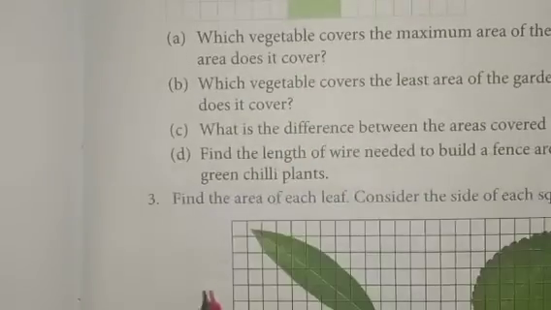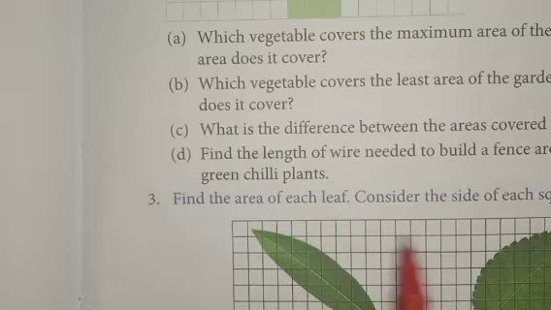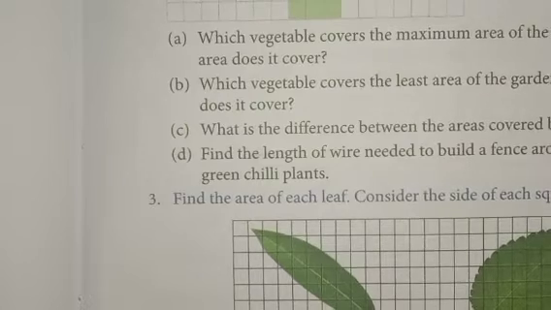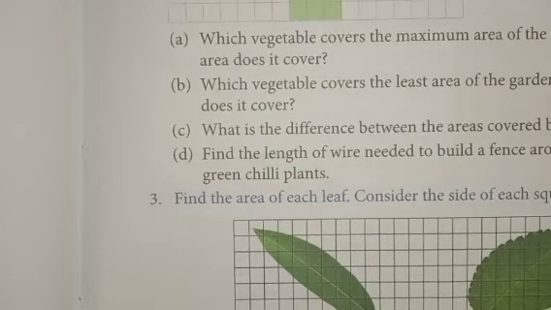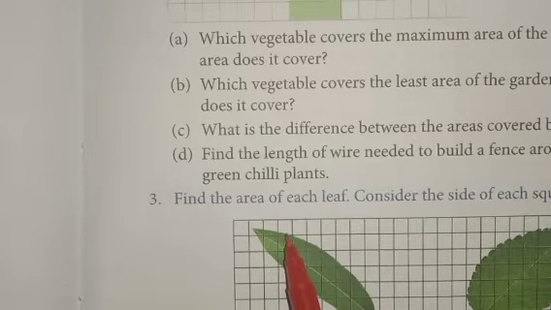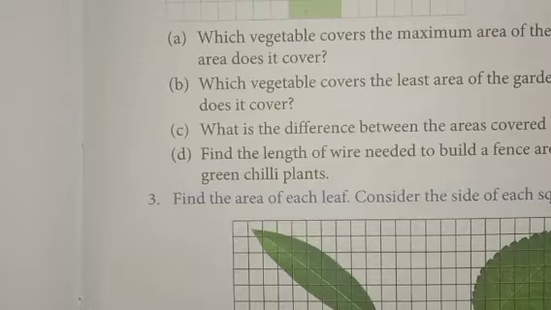Okay. Then find the area of each leaf. Consider each square to be 1 centimeter. Area of leaf A: how will you count? Here this is a half. You can take half and 1 by 4. This is 1 by 4, no need to count. That way we can count for A and B.